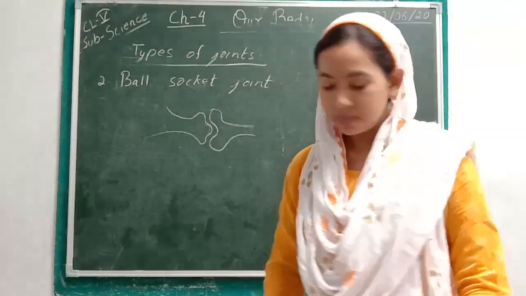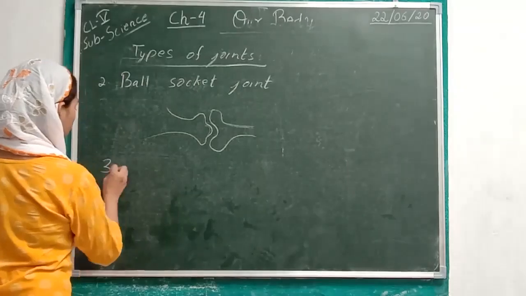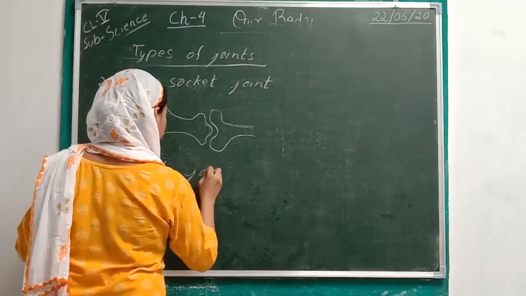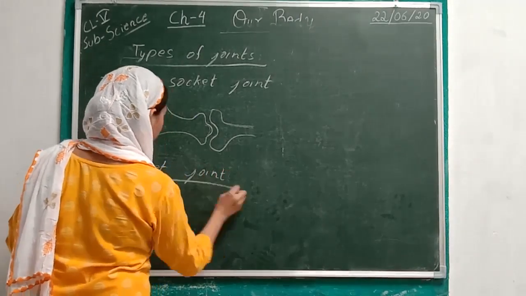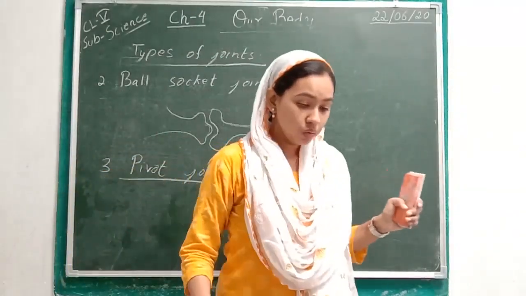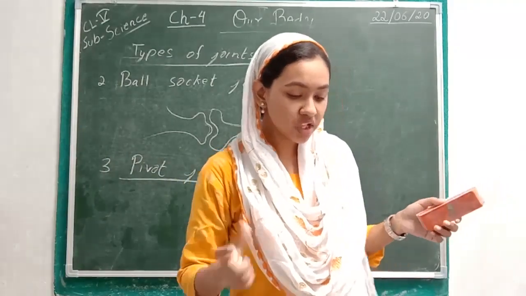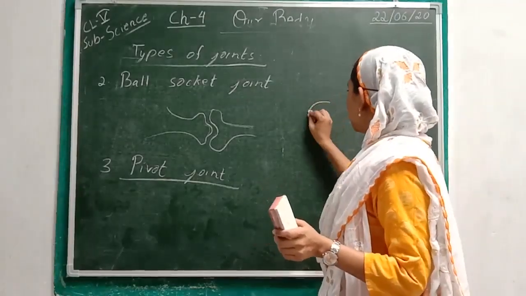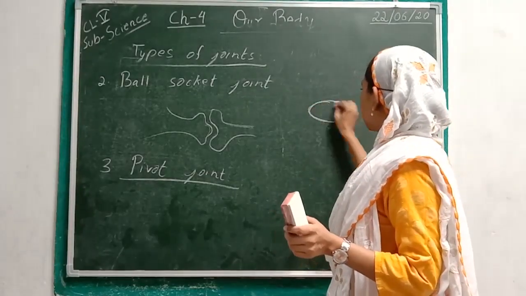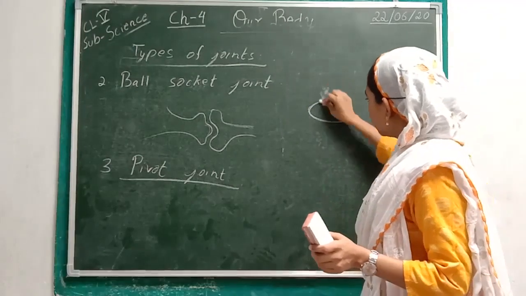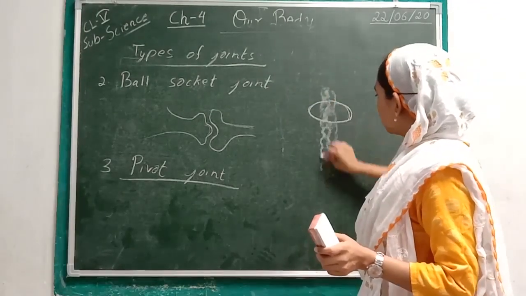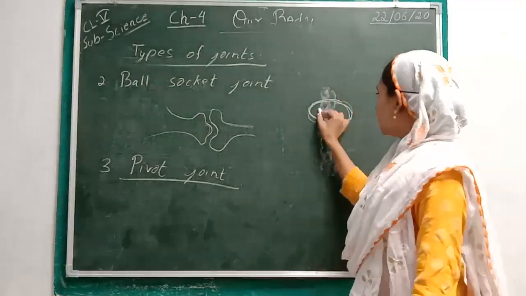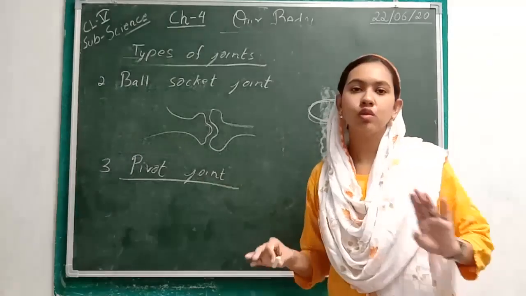The third kind of joint is the pivot joint. Now, the pivot joint helps in rotation only, okay? And what happens here is that one bone has a hollow like this, okay? And the other bone moves inside this hollow. So this is also a bone and this is also a bone. So this kind of joint allows only rotation.